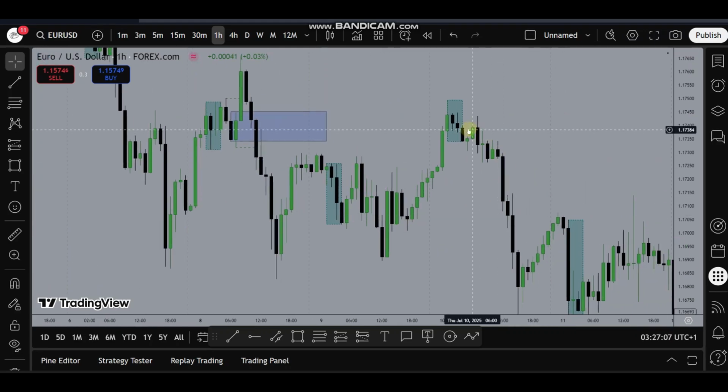You can see over here we have a mitigation block pattern. There's a high here, there's a low here, there's a high here that failed to close above this high or trade above. Then price now shifted market structure and price immediately mitigated and dropped to the mitigation block.